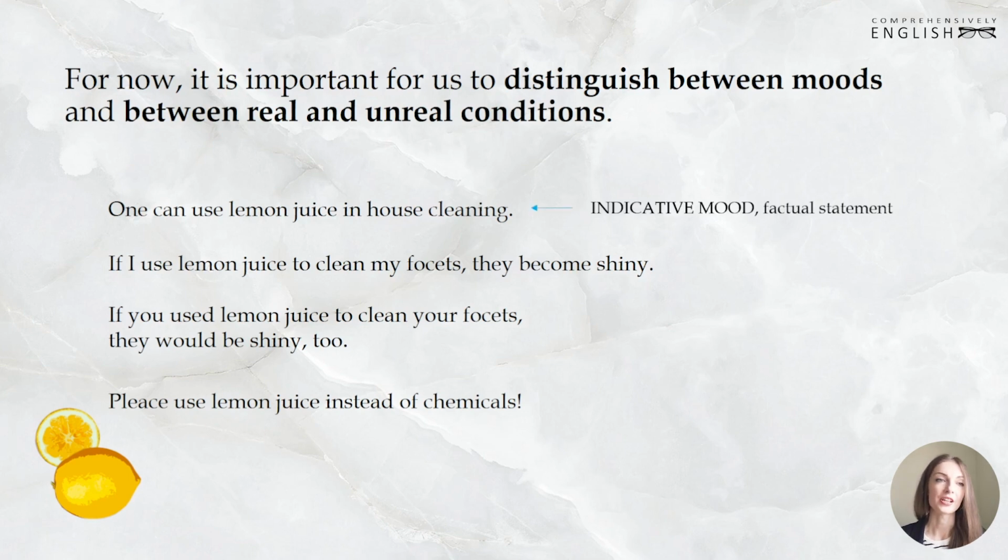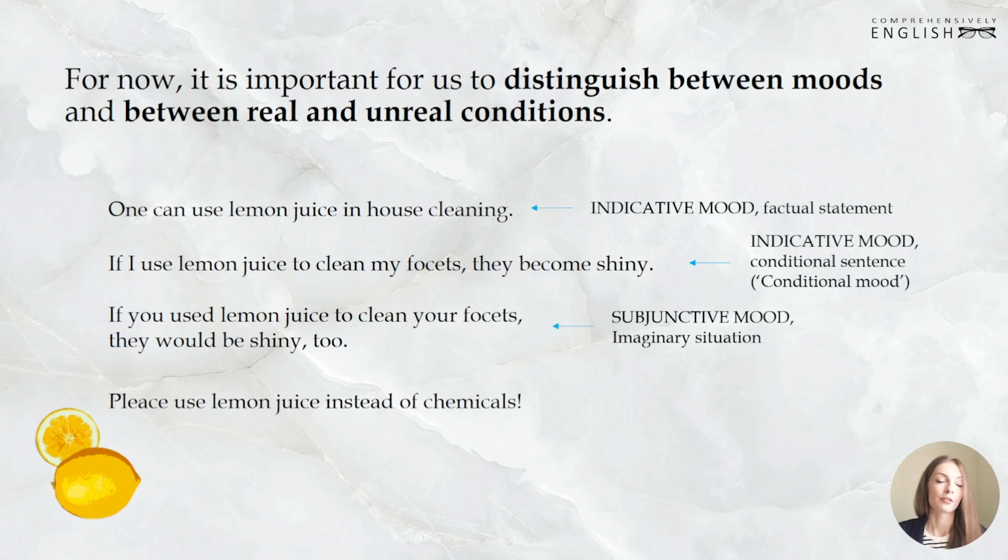The first sentence is in the indicative mood. It is a factual statement. One can use lemon juice in house cleaning. True. The second sentence is in the indicative mood. It's a conditional sentence, and you might sometimes see that it is called the conditional mood. The third sentence is in the subjunctive mood. It is an imaginary situation, unreal in the present.